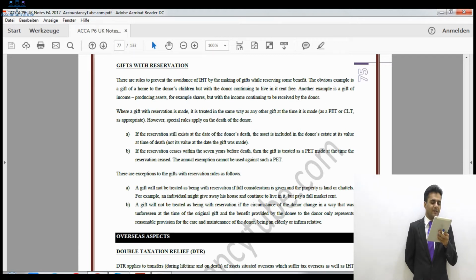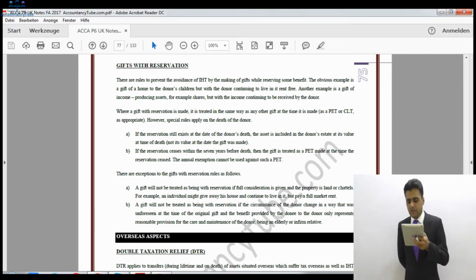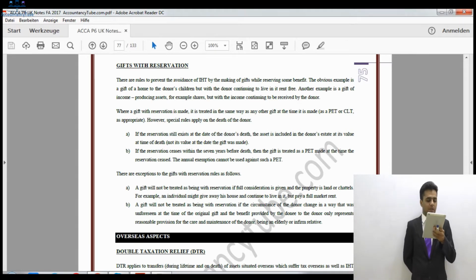If the reservation still exists at the date of the donor's death, the asset will be included in the donor's death estate at the value at the time of death. So it will be included in the death estate at the time when the death occurred, not at the time when the gift was made.